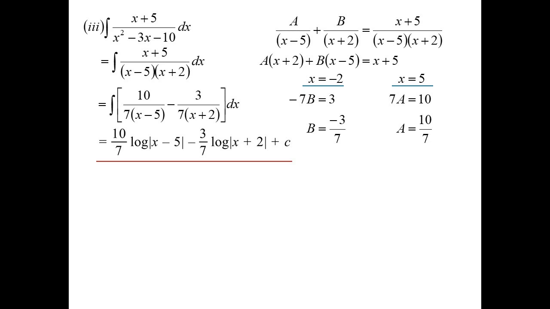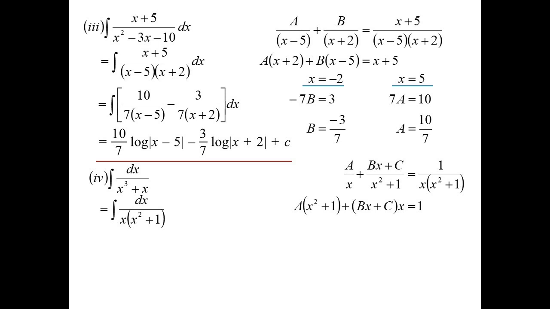Nah, too much work. dx on x cubed plus x. This time we have a linear, but the other one is a quadratic. So I'll have bx plus c on the top. Again, clever substitution will find us a, b and c. If x equals 0, I'll end up a equals 1.